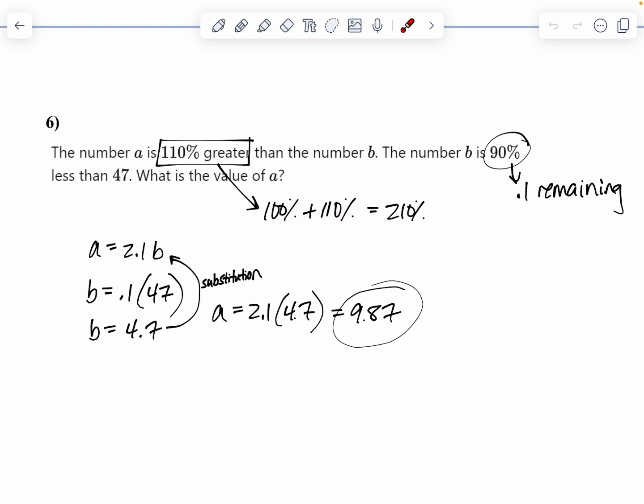The number B is 90% less. Remember, when we do a decrease, you focus on what is remaining. So I put B is 0.1, because it's 0.1 remaining when it is 90% less of 47, which goes here. And I can actually crunch this number and solve for B. You can take 0.1 and multiply by 47 and get 4.7. Now I know what B is, so just plug that in right here. So A is 2.1 times 4.7, which gives us 9.87. And that's another box where you just type in the number 9.87.